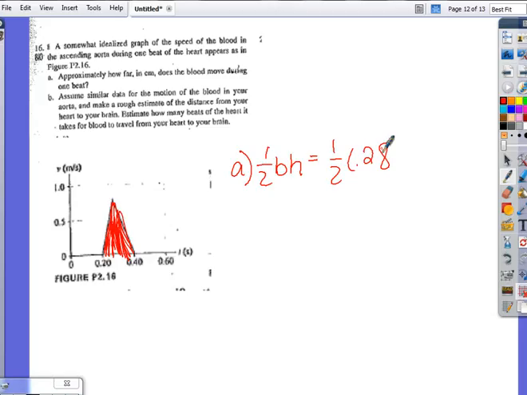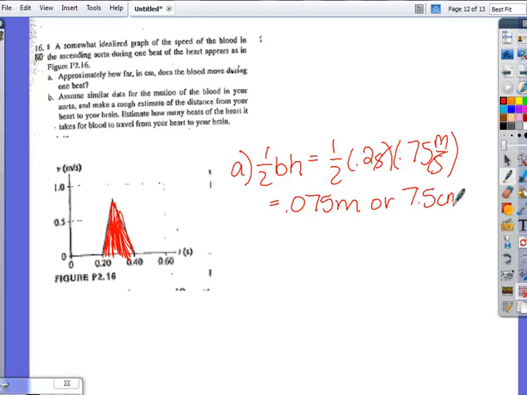0.28. Oh, sorry, 0.2 seconds. I'm looking at my work wrong. 0.2 seconds times 0.75 meters per second. So seconds over seconds, I get a displacement of 0.075 meters, or 7.5 centimeters.